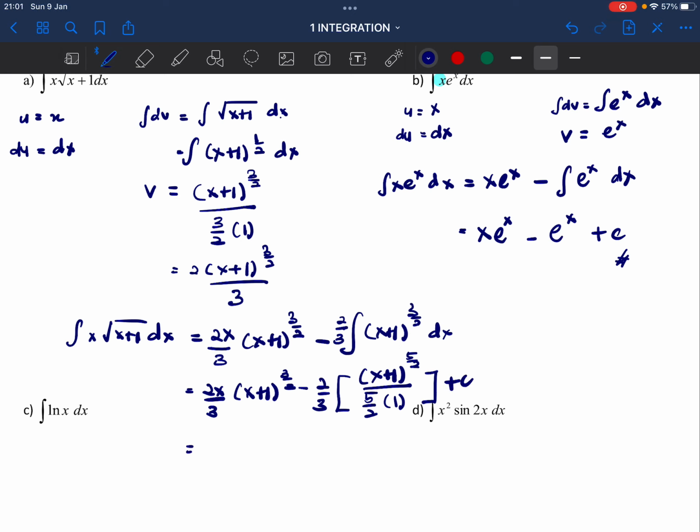Just simplifykan je lah. We get 2 over 3 x, x plus 1, 3 over 2, 2 over 3 multiply by 1 over 5 over 2. That will get you 4 over 15 x plus 1, 5 over 2 plus c. Okay, so that's your by part. Okay, so now moving on to the next question.